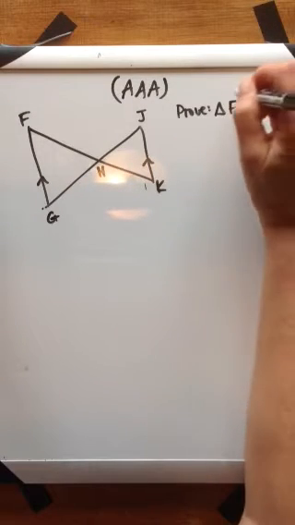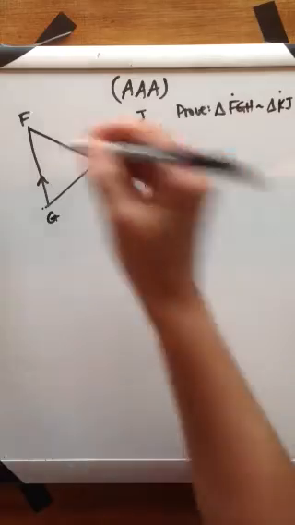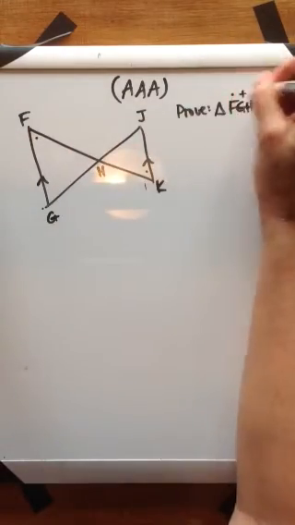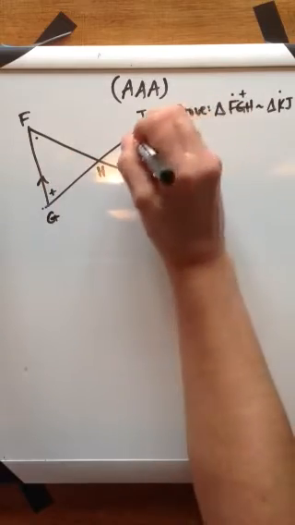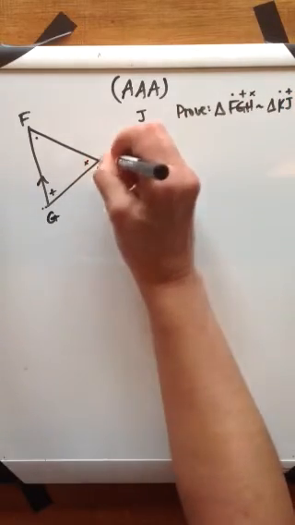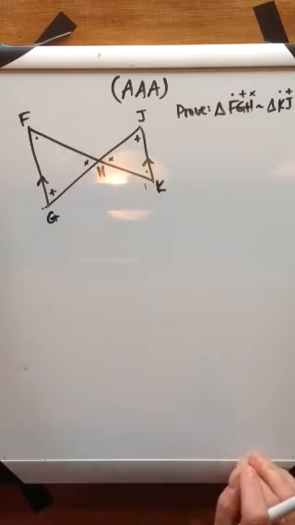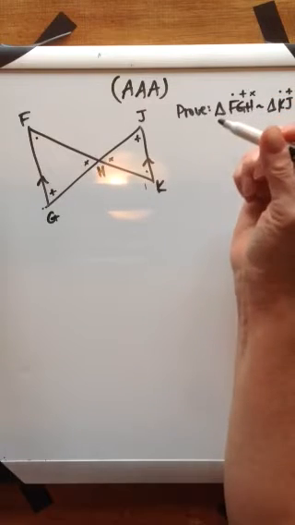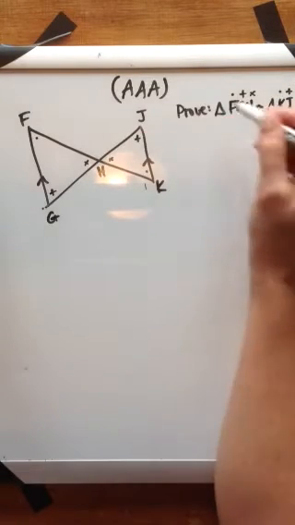And again, the reason is I want to show that angle F and angle K are the same. I want to show that angle G and angle J are the same. And I want to show that angle H in both triangles is the same. So, now we have to show the proof. Let's begin with F and K.